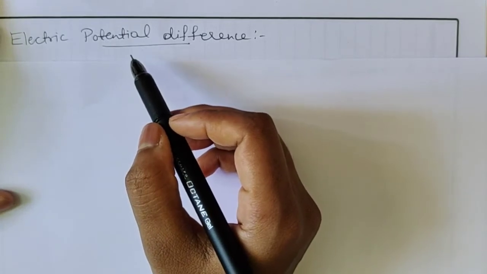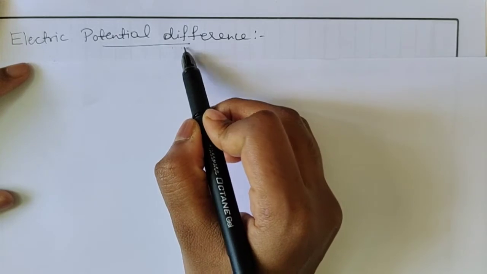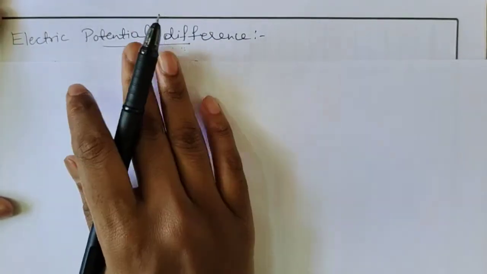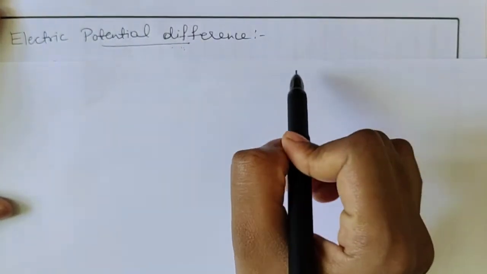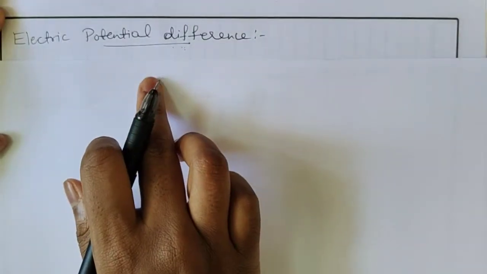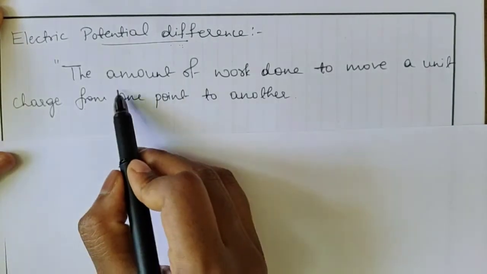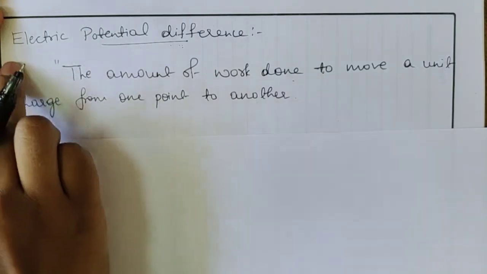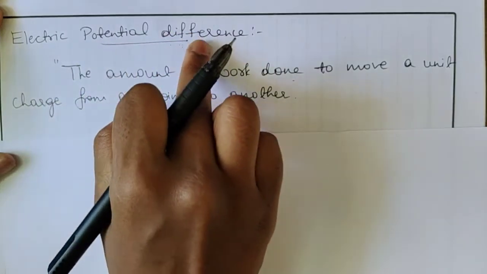So here only for the brief explanation we'll be using what is kinetic energy, what is potential energy, which you already know, but in a very simpler manner I'll tell you the definition of this electric potential difference. So in an electric circuit, of course we'll have two terminals where the current will start flowing from one point to another point. So here the amount of work done to move a unit charge from one point to another point is called electric potential difference.